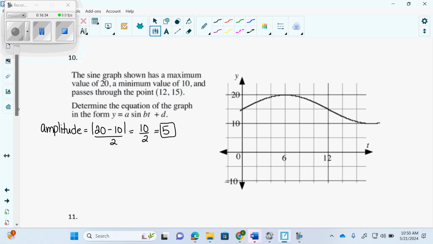Okay, this one has 5. So this is 15 here. So I count down 5, count up 5, and I'm at y equals what? 15.